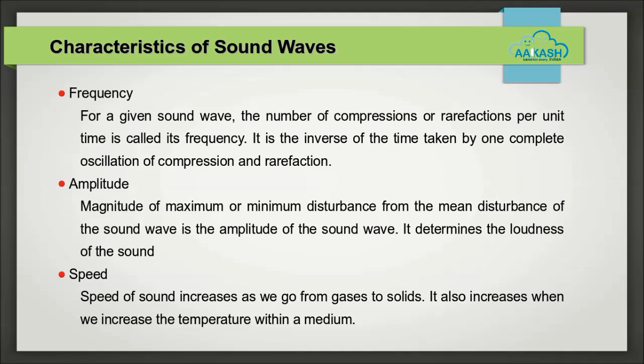The compressions and rarefactions produce disturbances in the medium. The magnitude of the disturbance is maximum in compression and minimum in rarefaction. The difference between maximum or minimum disturbance and mean disturbance is called the amplitude of the sound wave. The amplitude determines the loudness of the sound.